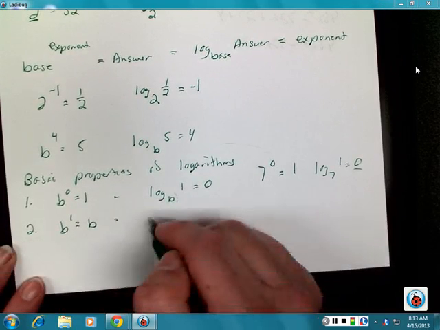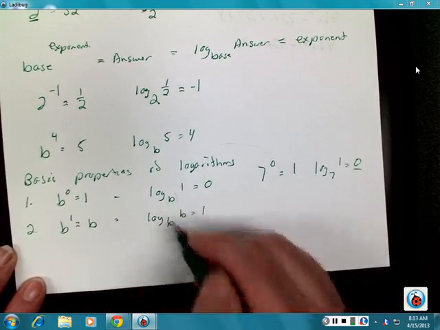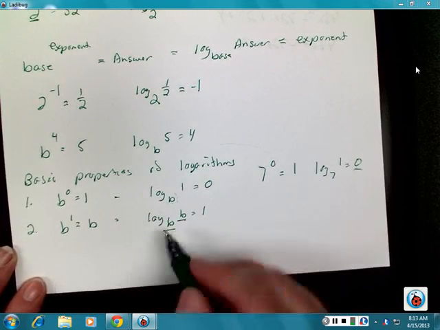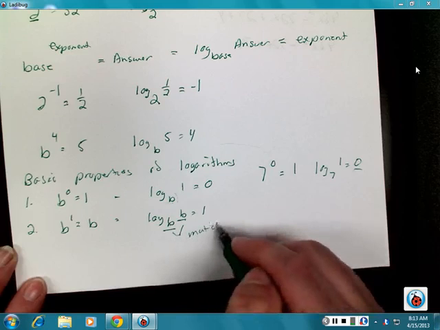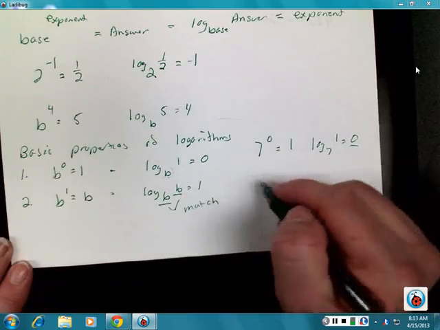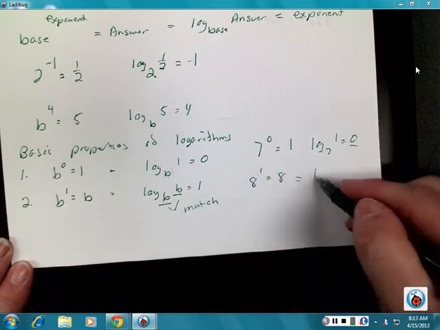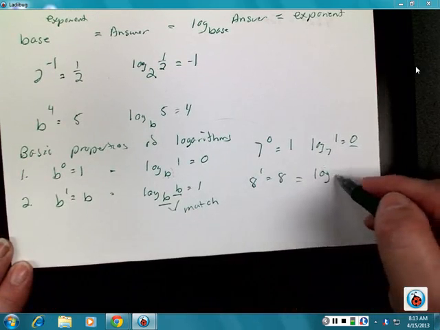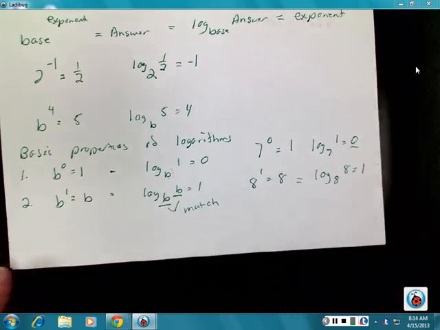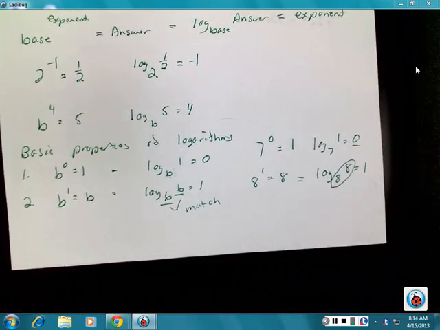And that happens because log_b b is equal to 1. And that means when these two pieces match each other, your answer is always going to be 1. So if I had 8 to the first power, that is going to equal 8. So the log_8 8 is equal to 1. So again, notice these 8s are in a matching pattern there, and so I know that I have 1. So if you can remember those, that's going to end up helping you out.